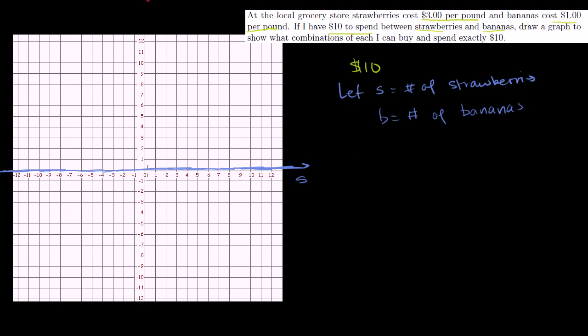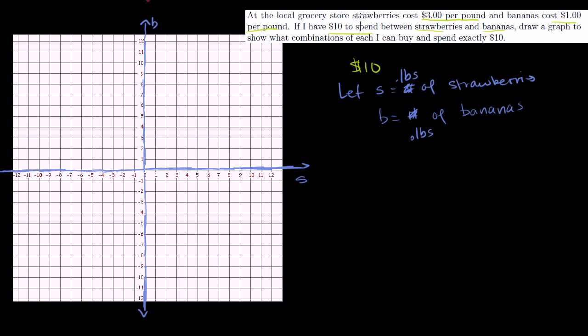Bananas. And so let me do my b-axis. I'm going to plot the number of bananas on the vertical axis. So this right there, that is the b-axis. B for bananas. All right. So strawberries cost $3. So, okay, this isn't the number of strawberries. This is the number of pounds. So let me clear that up. This is pounds of strawberries. We're not going by the number of strawberries. We're going by pounds of strawberries. And this is pounds of bananas.